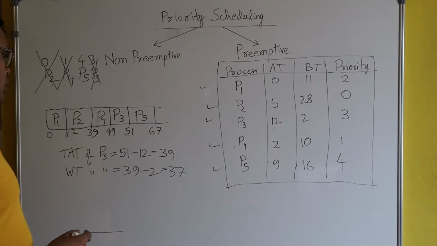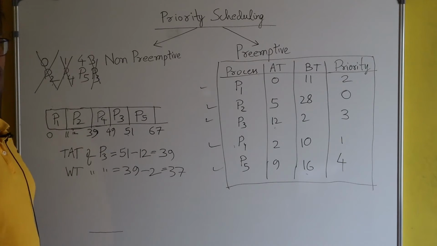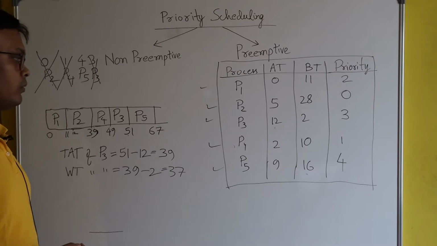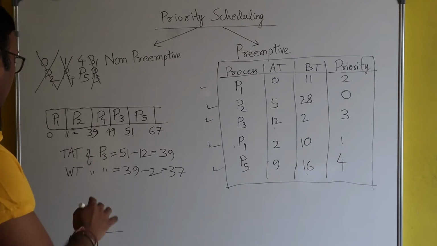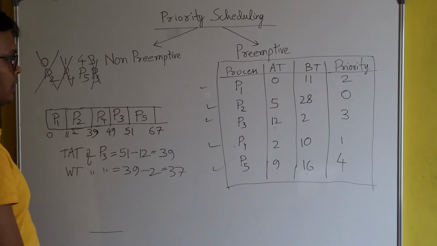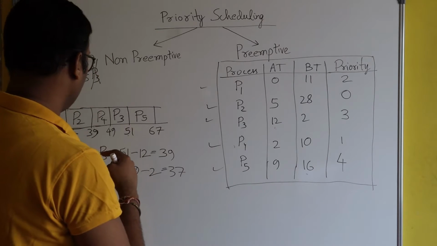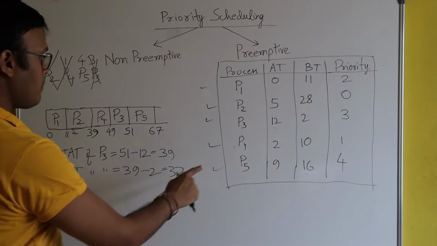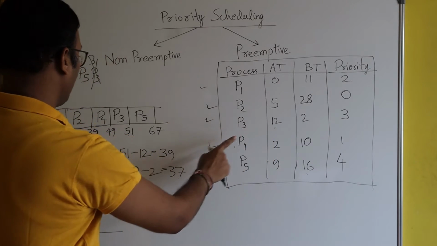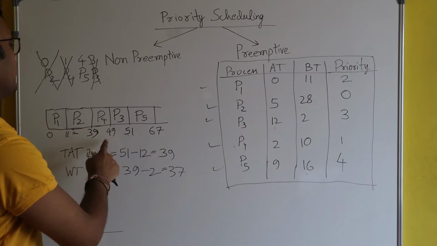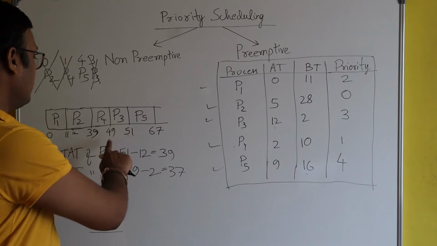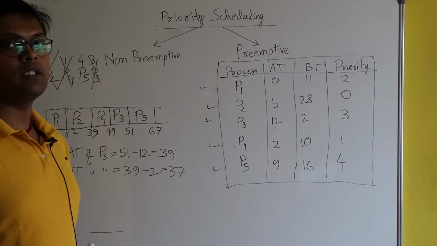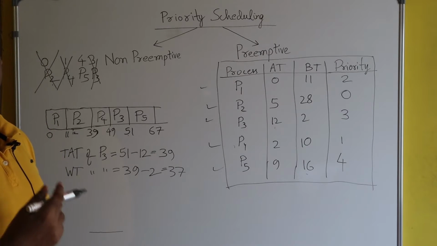37. So in this way you can calculate the turnaround time and waiting time of the rest of the processes. Here you can also check how the waiting time is 37 seconds. You see, P3 arrived at 12 seconds, but P3 got scheduled at 49 seconds. It means P3 has to wait for 49 minus 12, 37 seconds to get its turn.